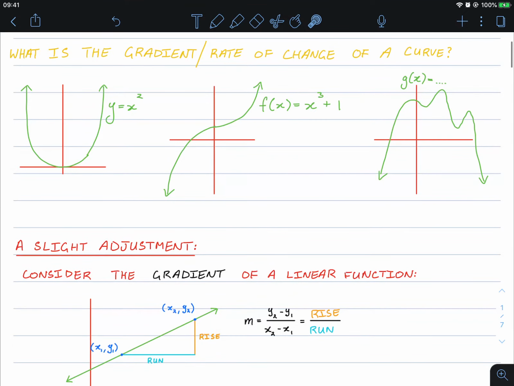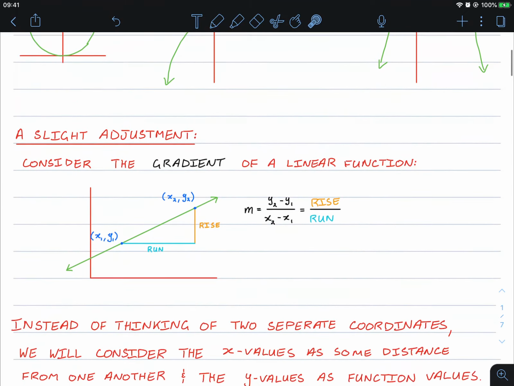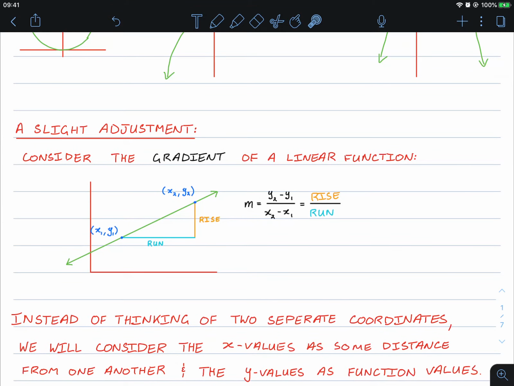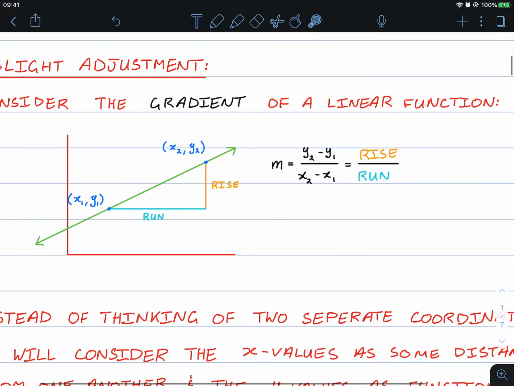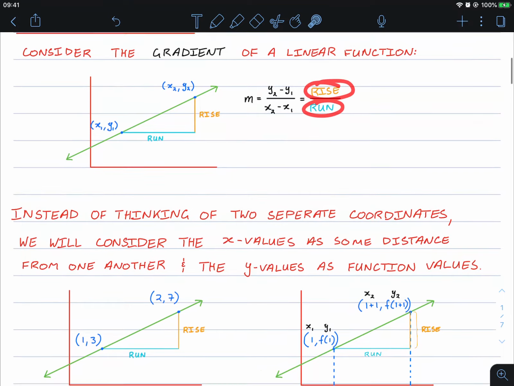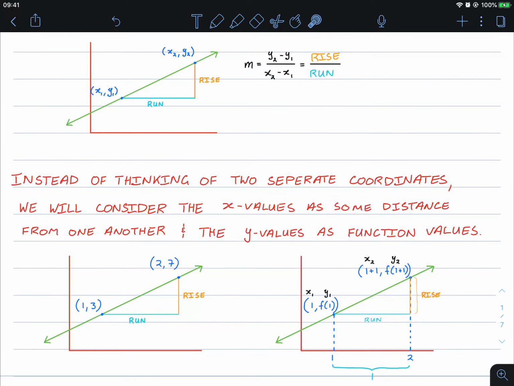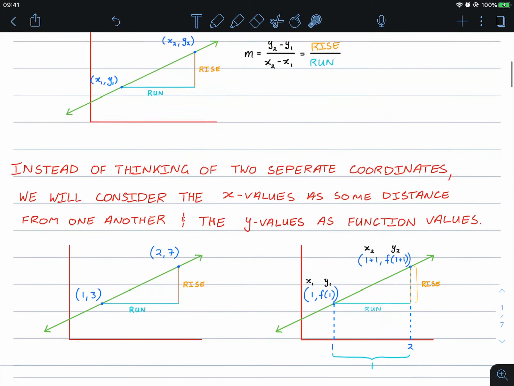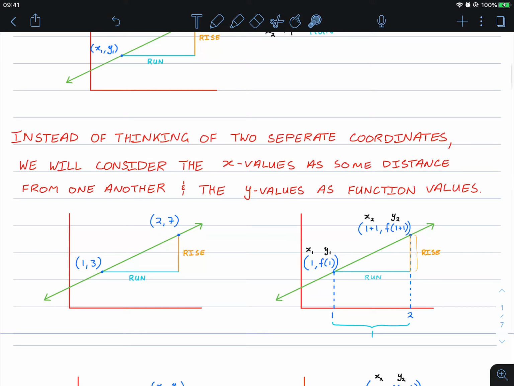We're going to do a slight adjustment to our understanding of the gradient formula. So we already know that the gradient is calculated using y2 minus y1, or just the rise over run. Instead of just thinking of two separate coordinates, we will consider the x values as some distance from one another and the y values as function values.